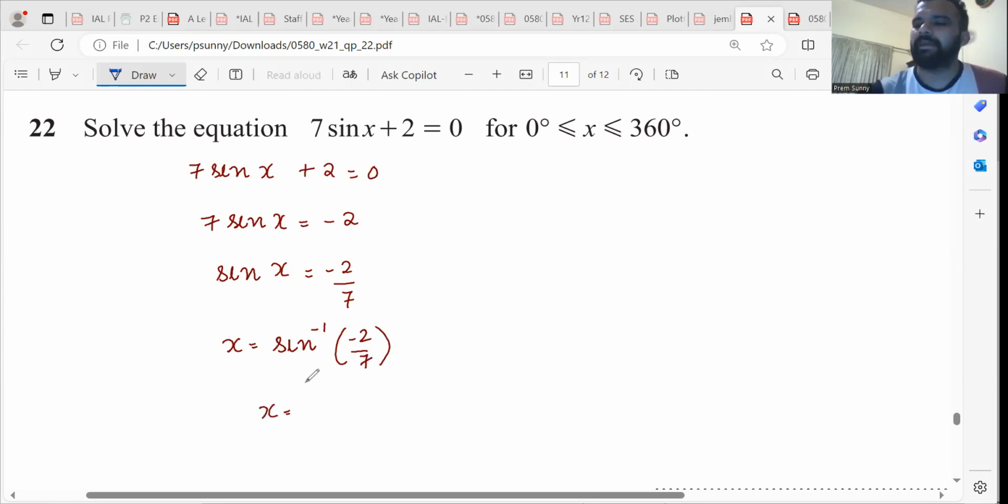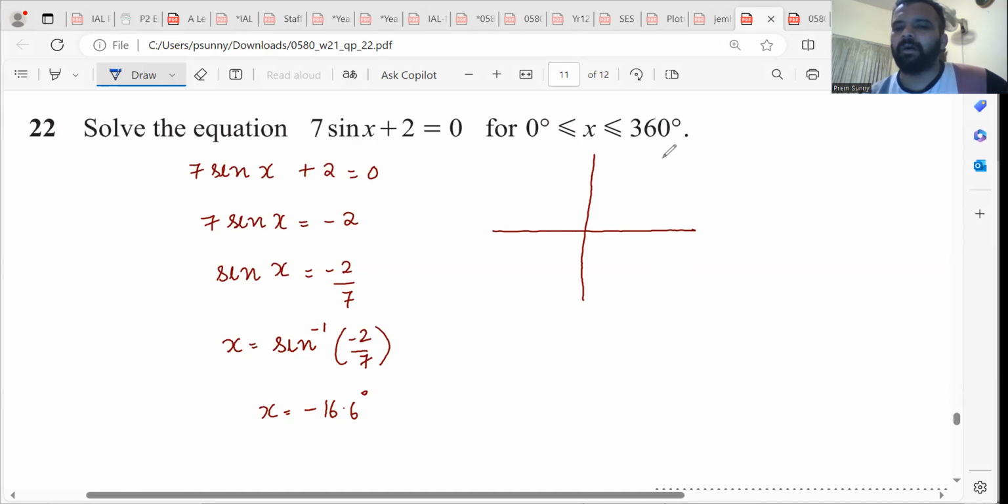So let us see what sine inverse of minus 2 by 7 will give you from the calculator. So sine inverse of minus 2 divided by 7, when we put it in the calculator, we'll be getting minus 16.6. We'll be getting the value for x as minus 16.6 degrees. Now let's draw the CAST diagram.